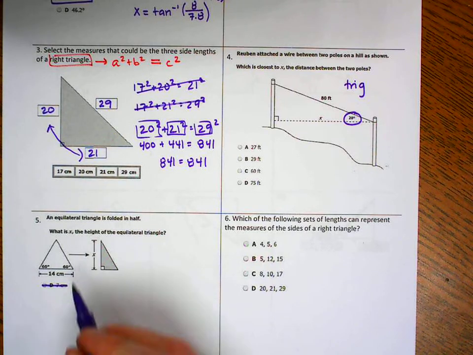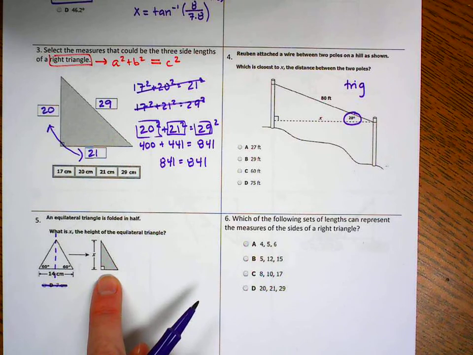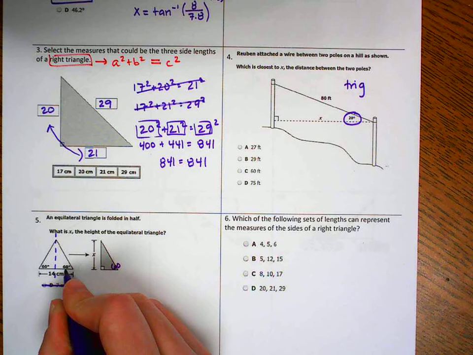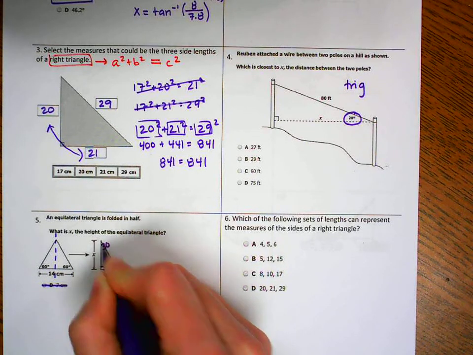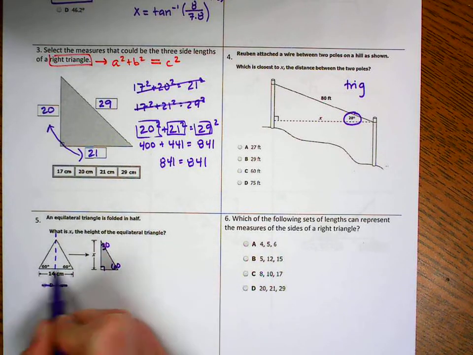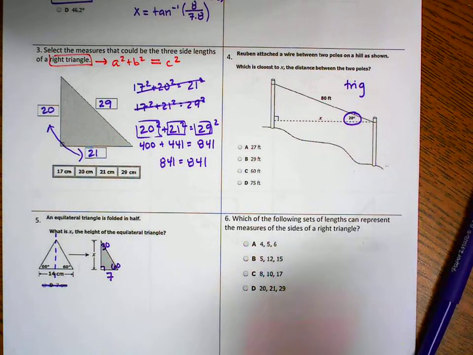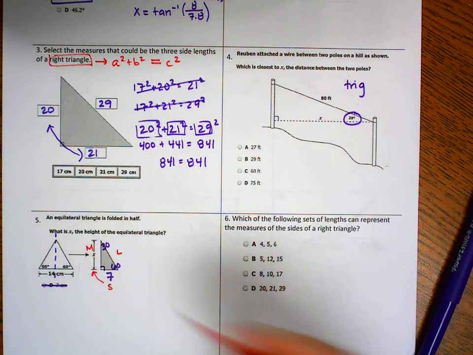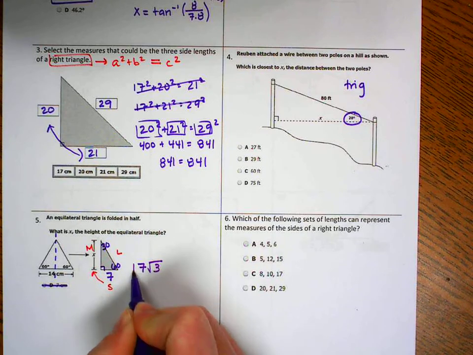But it says an equilateral triangle is folded in half, and they show you this new picture. What is the height of the equilateral triangle? Well, wait a minute. We know this is 60, because that shows us that. If this is 90, that means this has to be 30 because they have to add up to 180. 30 plus 60 is 90. 90 plus 90 is 180. The whole bottom was 14, so if we fold it in half, we're going to get 7. Well, we know if we want to go from the small side to the medium side, we have to multiply by root 3. So we're going to get 7 times root 3. That's the value of x.